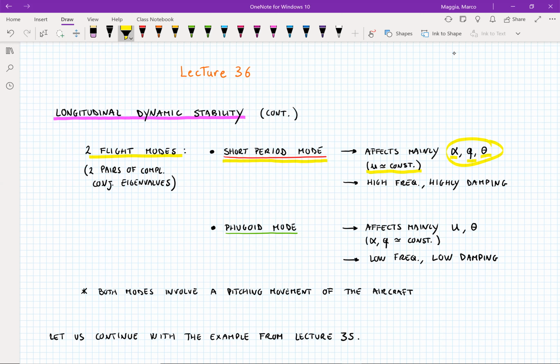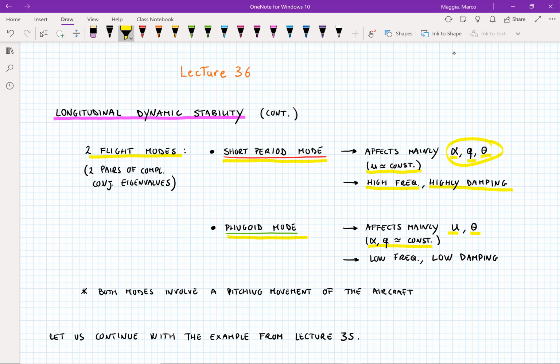This mode, we saw, is characterized by a short period, which is the same thing as saying high frequency, and it is also highly damped. Therefore, the effect of this mode died down pretty quickly. On the other hand, the other flight mode that we saw is the phugoid mode, which affects mainly the surge speed and the pitch angle, and alpha and q are almost constant when this mode is activated.